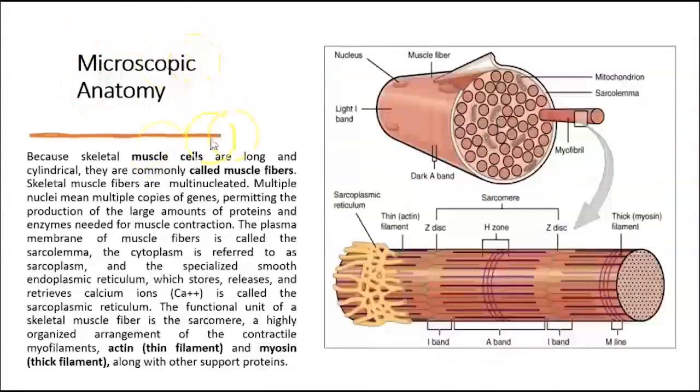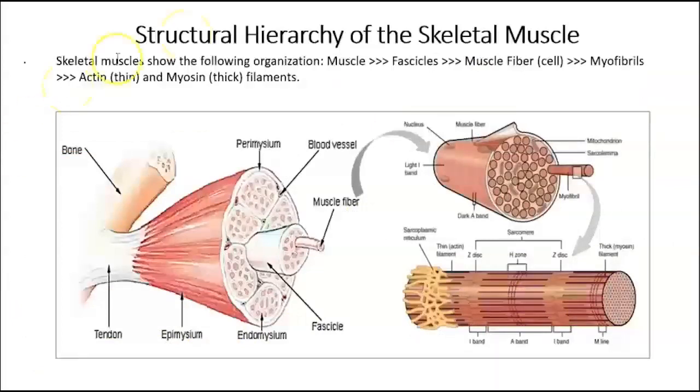Microscopic anatomy of the skeletal muscles. This is the muscle cell, and inside the muscle cells you have myofilaments. Myofilaments are the machinery that will allow the muscle to contract.